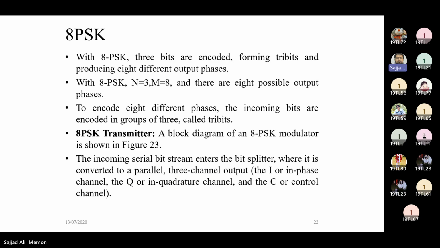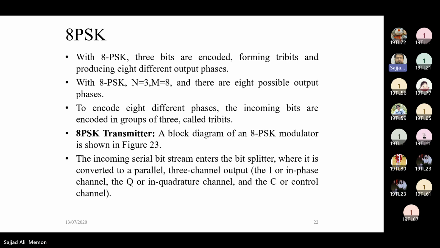Then we have 8 PSK. 3 bits are encoded, forming tribits and producing 8 different output phases. That means here we will have n is equal to 3 and M is equal to 8, and there will be 8 possible phases rather than 4 that we had in QPSK with n equal to 2 and M equal to 4.